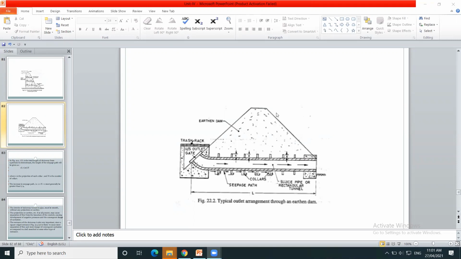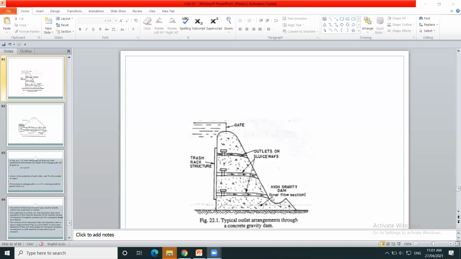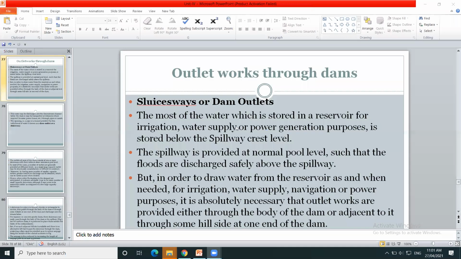Similar outlet work through the dam. Any difficulty in this? Outlet arrangement to the earthen dam and outlet arrangement to the concrete gravity dam. So these are the outlet works which are provided within the dam body for the purpose of supplying water, for irrigation and for generation purposes.